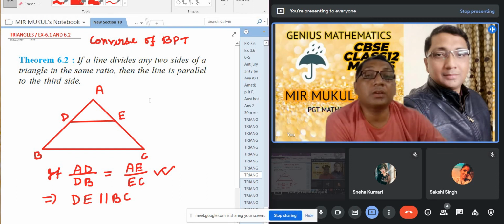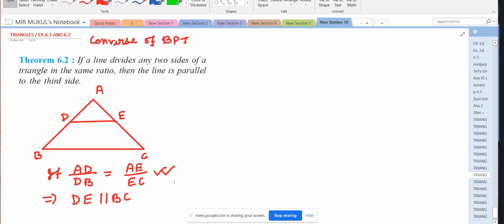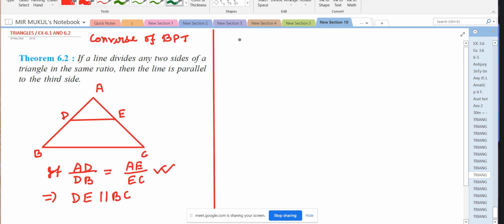But here one corollary of BPT also you have to remember. That also I am sharing with you. Corollary of BPT.